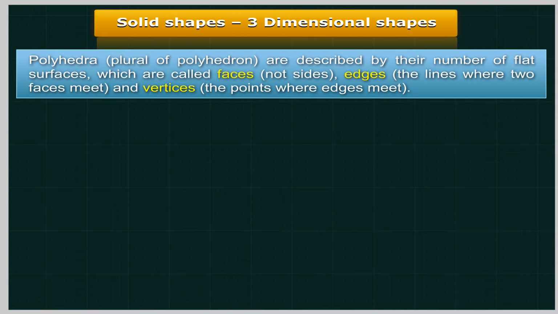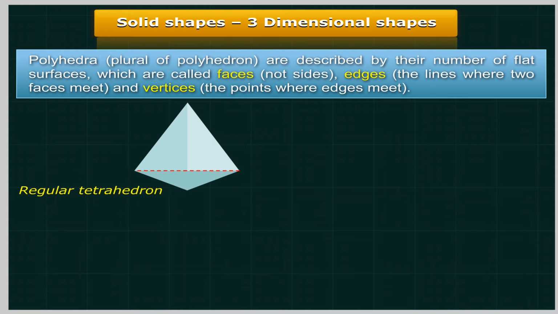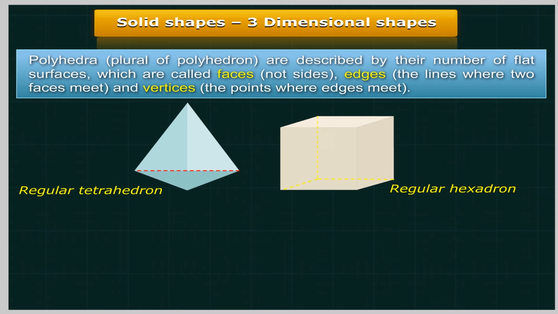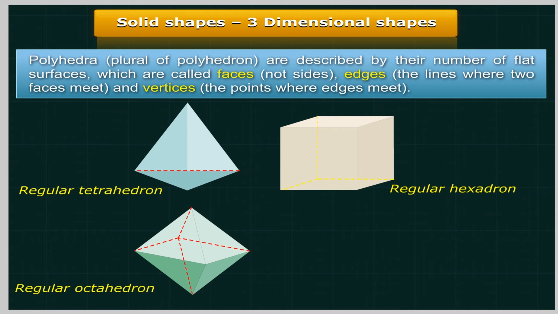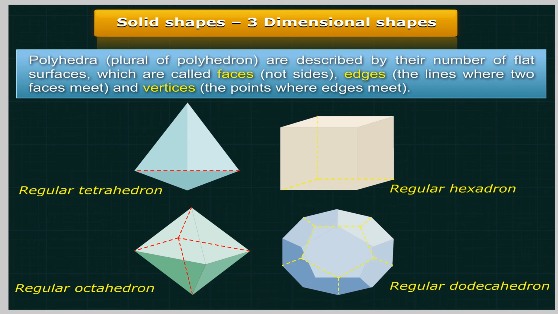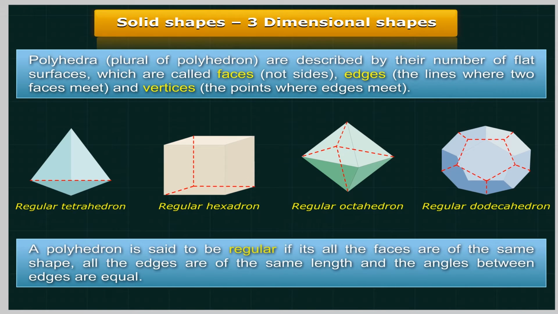Polyhedra are described by their number of flat surfaces, which are called faces, edges, the lines where 2 faces meet, and vertices, the points where edges meet. Regular tetrahedron, regular hexahedron, regular octahedron, regular dodecahedron. A polyhedron is said to be regular if all its faces are of the same shape, all the edges are of the same length, and the angles between edges are equal.